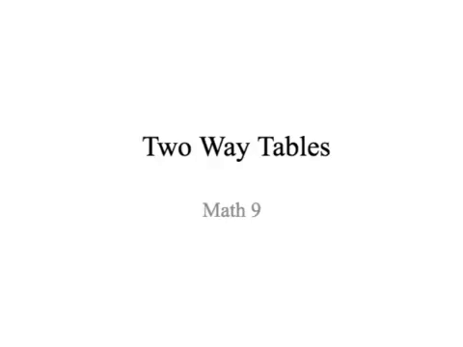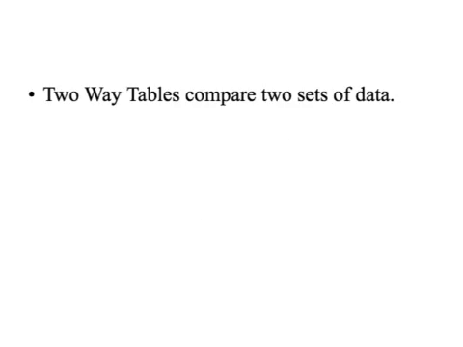We'll wrap up statistics talking about two-way tables. Two-way tables are a way to compare two sets of data. We'll have them either in a Venn diagram that we will convert to a table, or they'll just be given to you in a table.